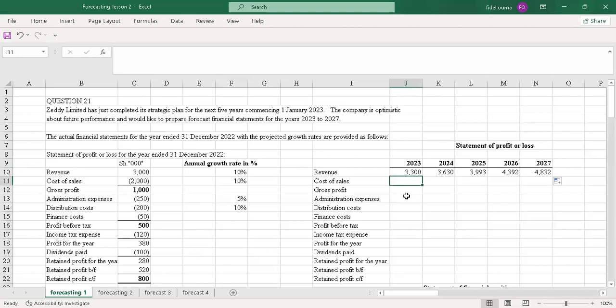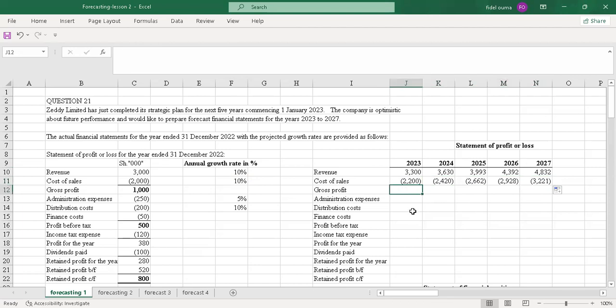So I'll go to the cost of sales and I'll do the same. I'll pick for 2022. Then I'll multiply by 1 plus the growth rate, which is also 10% here. But I'll lock this with an F4 and I'll enter. Yeah, so I'll do the same to the second year. I'll pick for 2023. Then I'll multiply by 1 plus the growth rate. In this case it is 10%, but I'll lock it so that I can be able to drag. Yeah, so I'll lock it, then I drag.